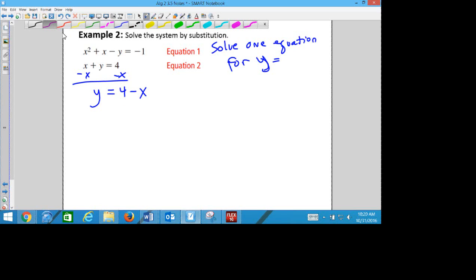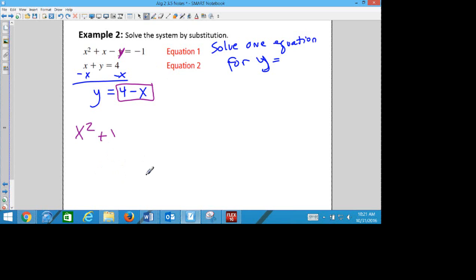And we're using substitution, so we're going to take what y equals and replace y in the other equation. You have to be very careful because there's always silly things like a negative sign stuck in there. So when I replace it, this is what it looks like. X squared plus x minus parenthesis 4 minus x.